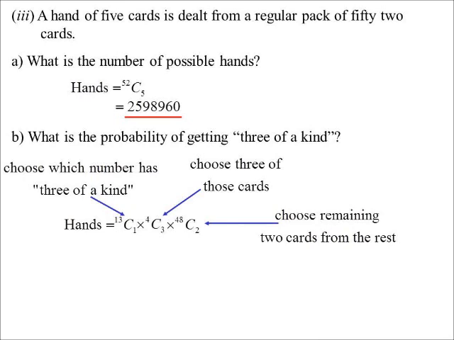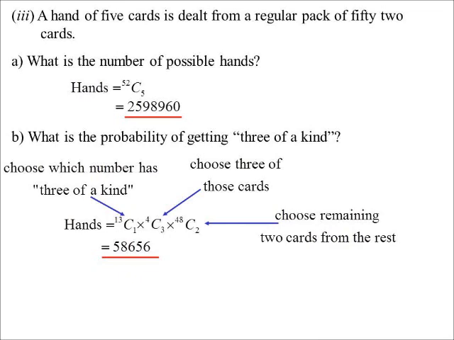And wouldn't it be lovely if those 2 cards were also of the same kind? Because then we'd have a full house. Again, not that I know anything about gambling or anything like that. Okay, 58,656 different possibilities there.